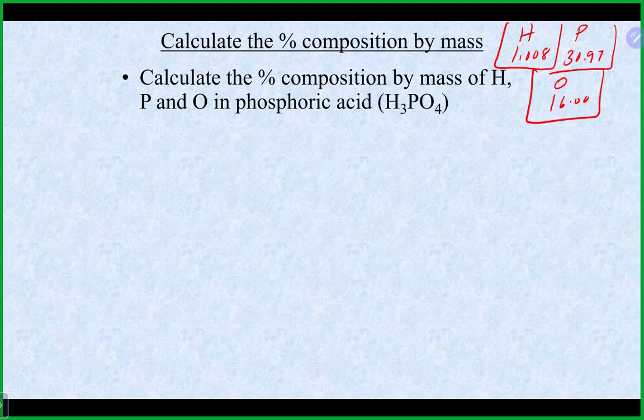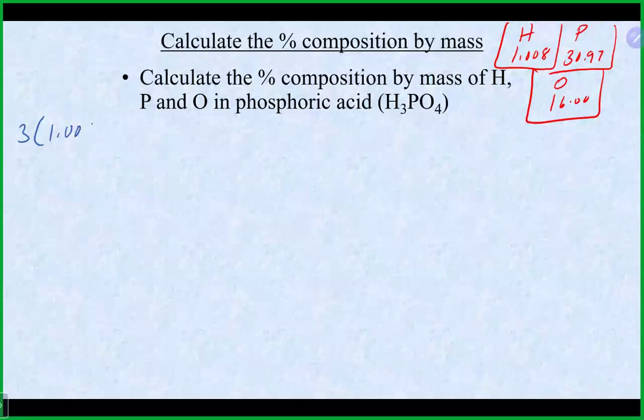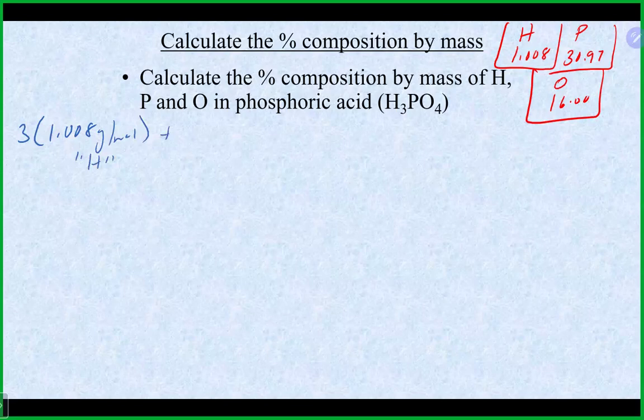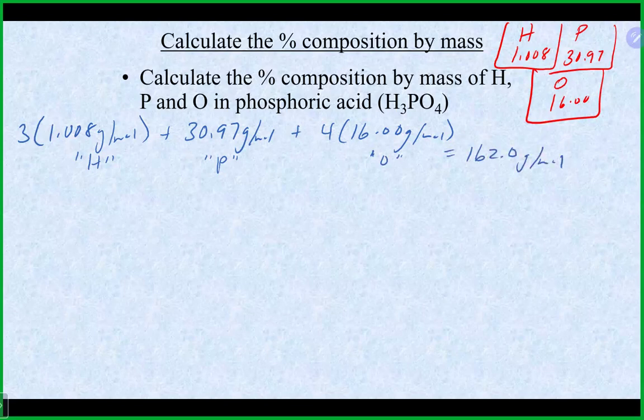Here, basically, we have just the formula. We want the percent composition of hydrogen, phosphorus, and oxygen. So we're going to start with the molar mass of H3PO4. There are 3 hydrogens at 1.008 each, which we add to 1 phosphorus at 30.97, and then add 4 times oxygen's molar mass from the periodic table. That's going to give us 162, I think, grams per mole.